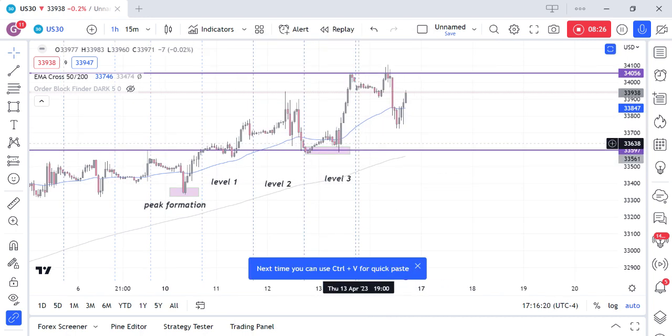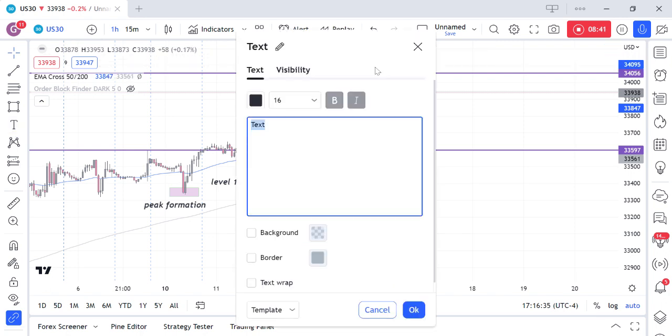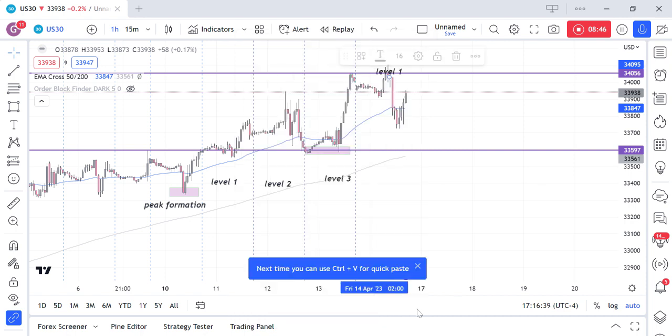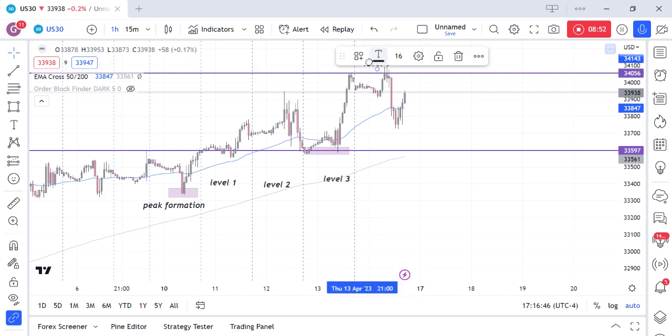So now this is a new cycle reversal. This is level 3. It's not going up, it's not going down. It hits yesterday's high and drops. So now this is level 1. Or it could just be a pullback to continue going up because we are in an uptrend.